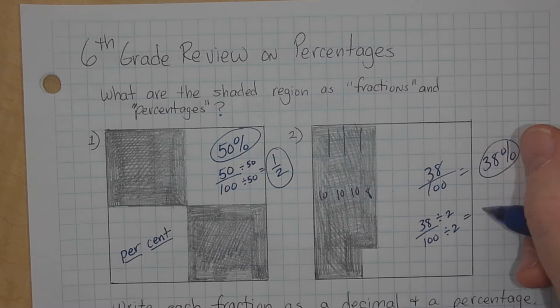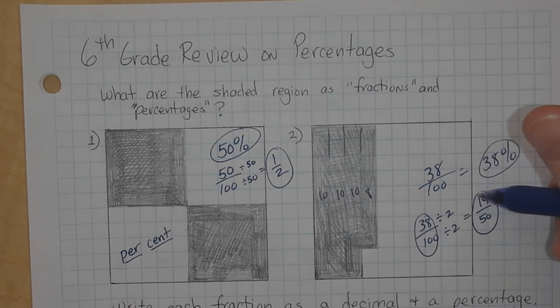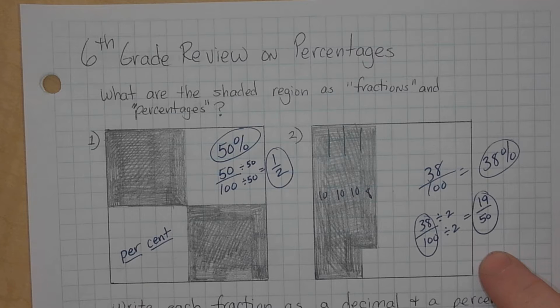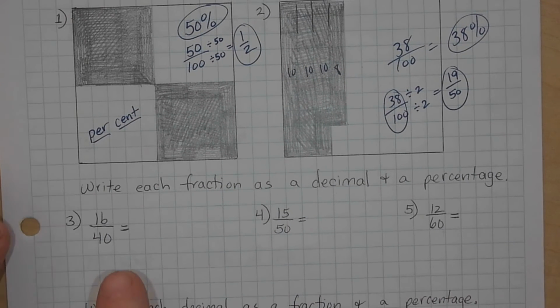Okay, so that would be 19 over 50 in lowest terms. But again, a fraction like this is okay. Yes, it would be better if you simplified it, just like back here. So anyways, there's that.